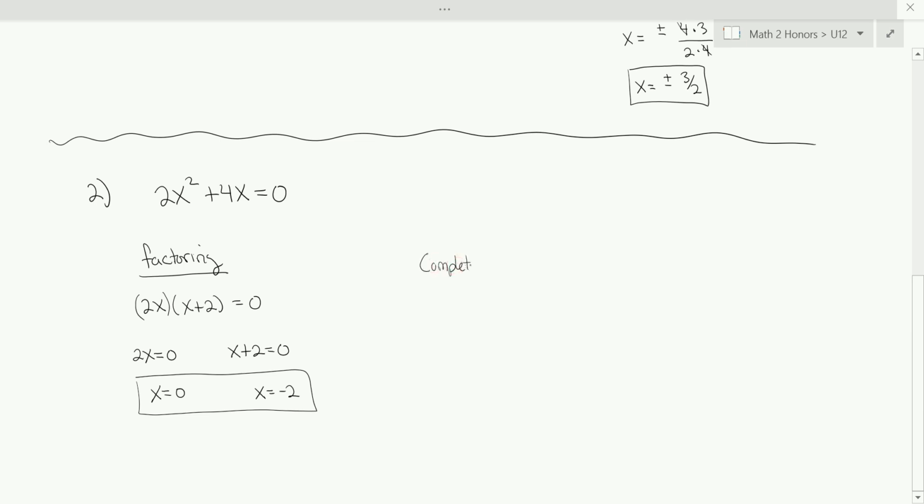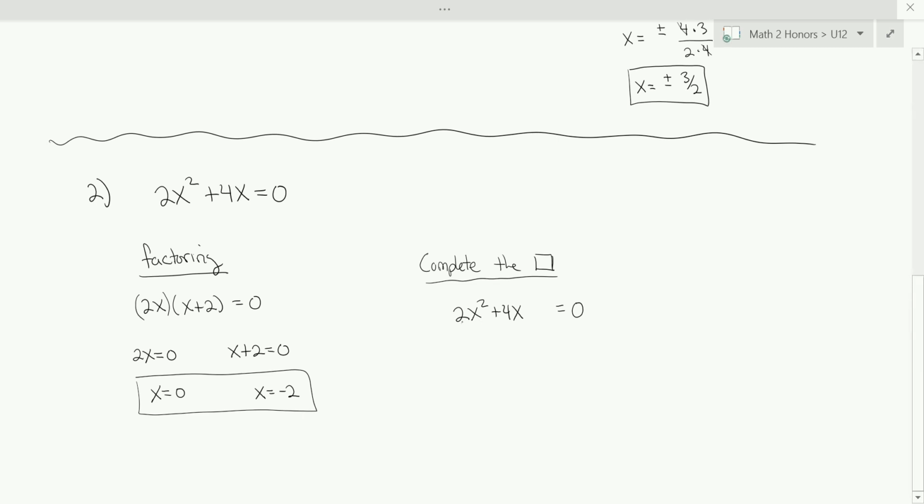Completing the square. So we have 2x squared plus 4x is equal to 0. There's a few ways to teach this. I'm going to try to keep it consistent with how you've completed the square with equations. Because before, the purpose of completing the square was to get from standard form to vertex form. Now it's a little different purpose. There are other options out there to show this, but I'm just going to keep it consistent to what you guys have been doing.